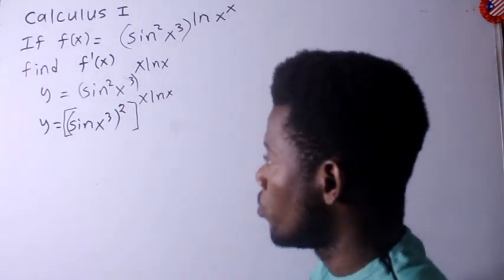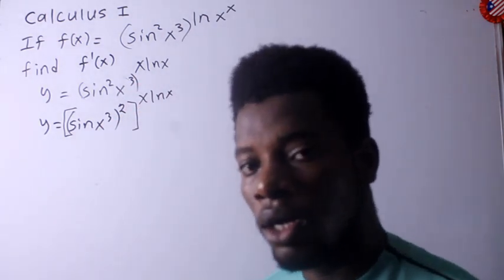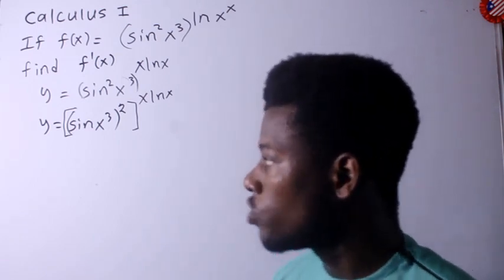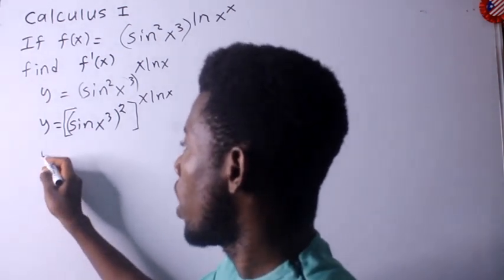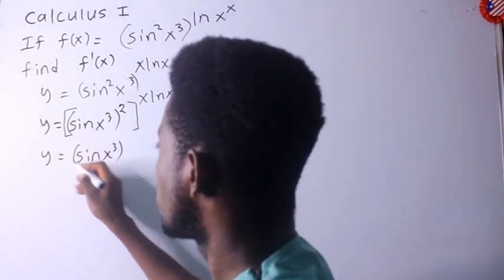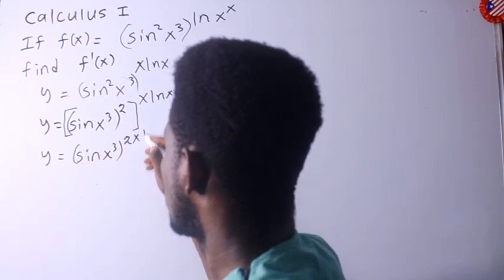Now, power of power rule. If you have a base to a power and everything raised to another power, what do you do? You multiply the two powers. So y is equal to sin x cubed all raised to the power of 2x, the ln of x.